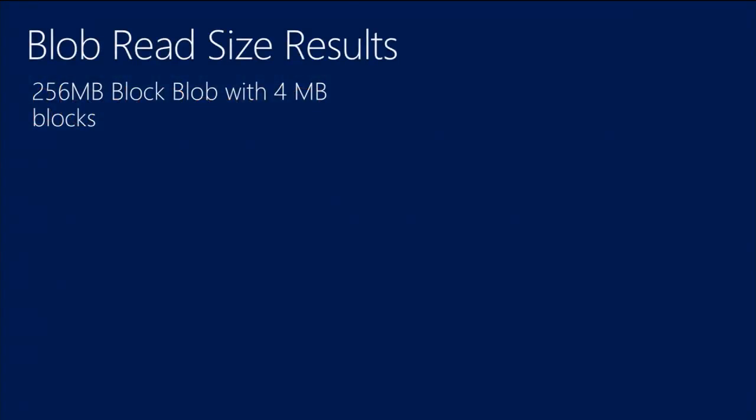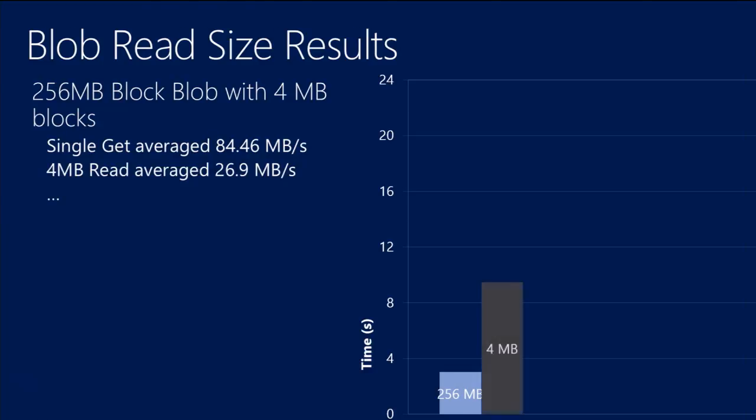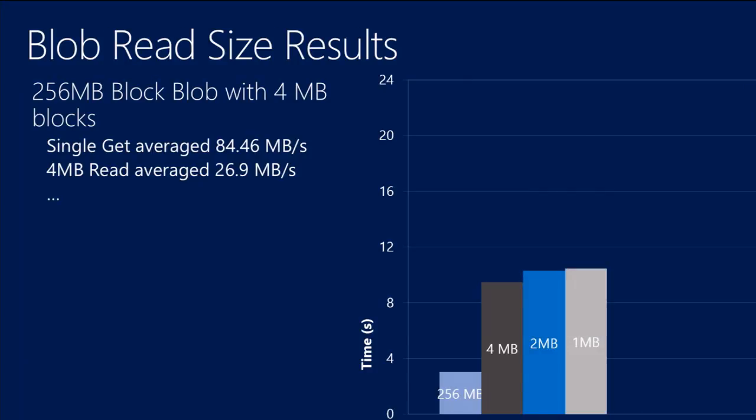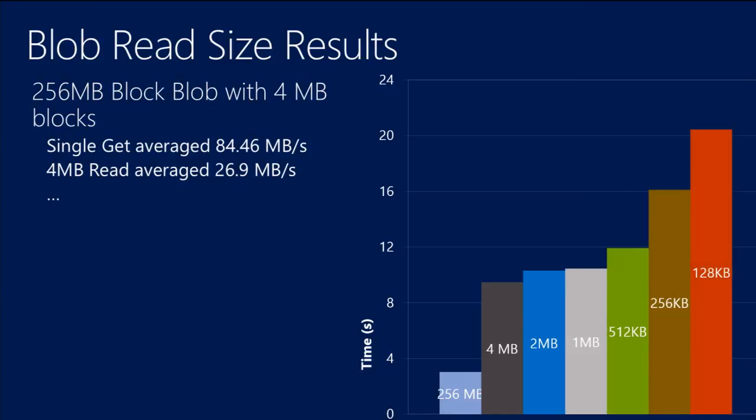So this is a 256 megabyte block blob with 4 megabyte blocks. Now we can read it in a variety of different ways. The first one here is a single get. In this experiment, we're at about 85 megabytes a second. As we move up to 4 megabyte blocks, we're now down to about 27 megabytes a second. You can see 2 megabytes, 1 megabyte, 512 kilobytes, 256, 128, all the way down to 64 kilobyte reads.